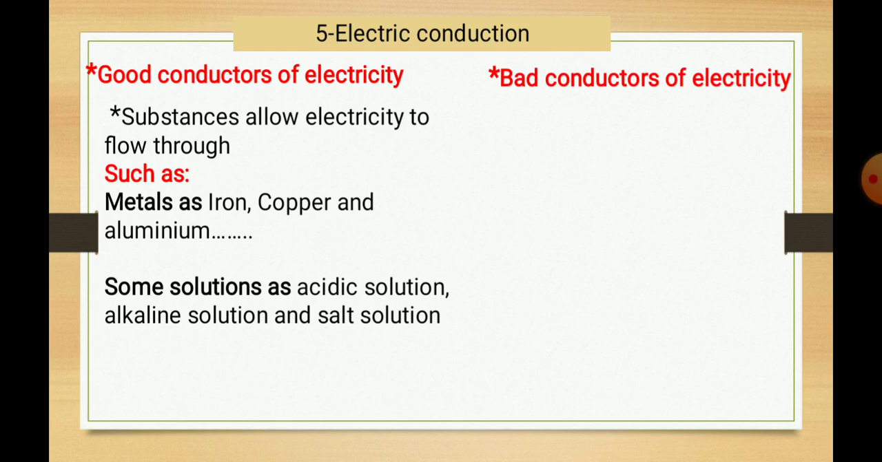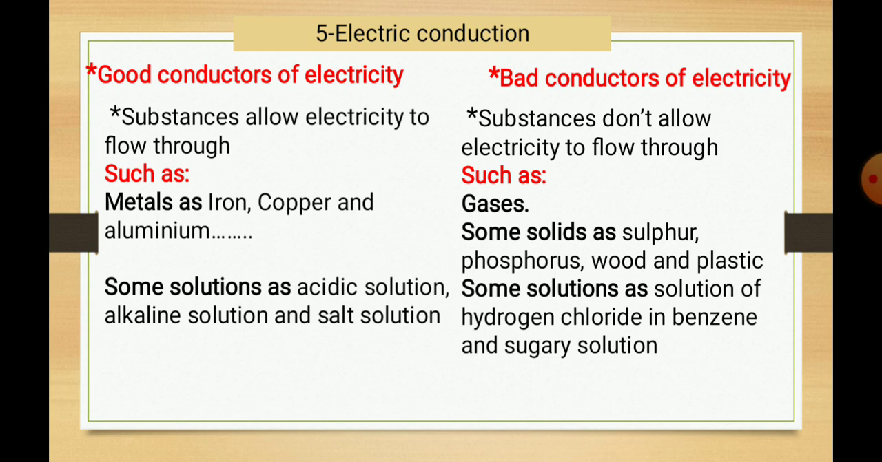And what about the bad conductors of electricity? These substances don't allow electricity to flow through, such as all gases. Number two, some solid substances, and I said some solid substances, such as sulfur, phosphorus, wood, and plastic. And some solutions, such as a solution of hydrogen chloride in benzene, and finally sugary solution. So concentrate on the differentiation between the salt solution that conducts electricity and the solutions that don't conduct electricity.